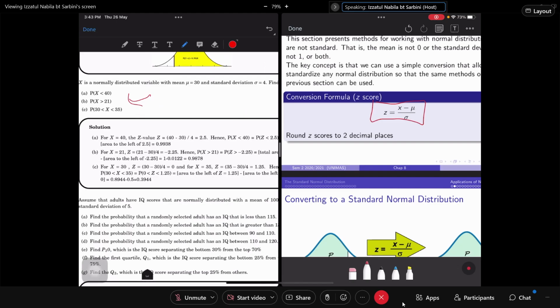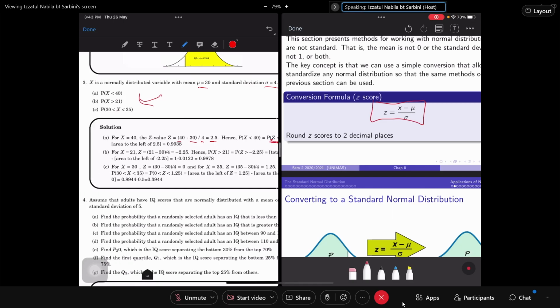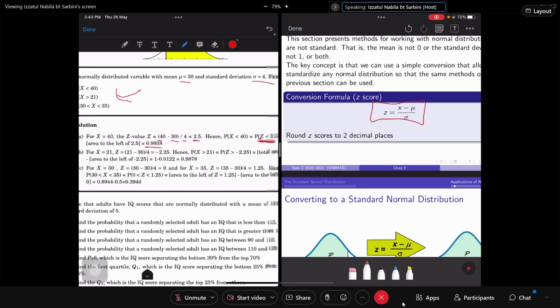Okay, you substitute 40 minus 30 divided by the standard deviation. It's all given here, the mean and the standard deviation. So you have your Z equals to 2.5. Once you have Z less than 2.5, you can directly look into the table. So from the table, the area on the left of 2.5 is 0.9938. Similarly for B and C, macam tu juga. So you just use the conversion formula to calculate.